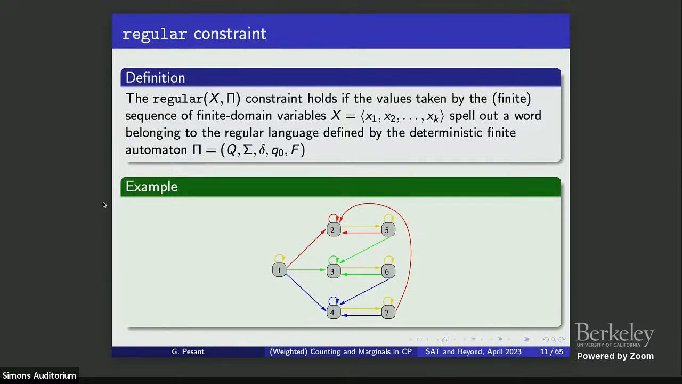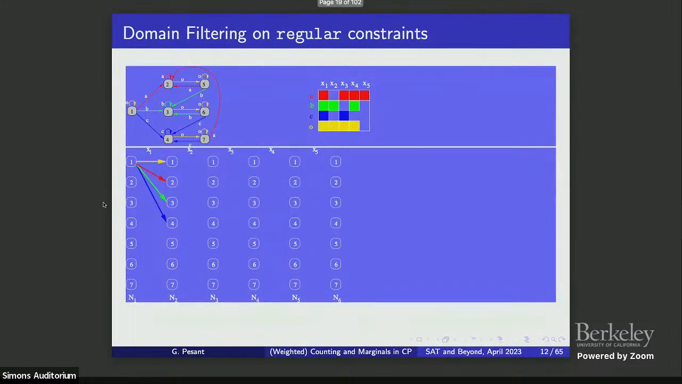Okay. So for example, I've got the automaton here. I'm using 7 states, initial state 1, and I'm using colors to represent values. So on the value red, you go from state 1 to state 2 and so on. I think everybody's familiar with automata. Okay. Now, what do we do for filtering here? I'll just mention that because we'll see that we don't need much more to do counting.